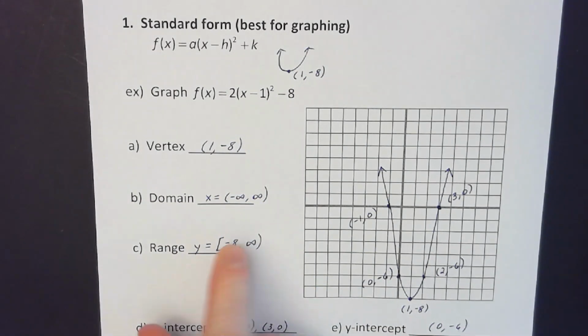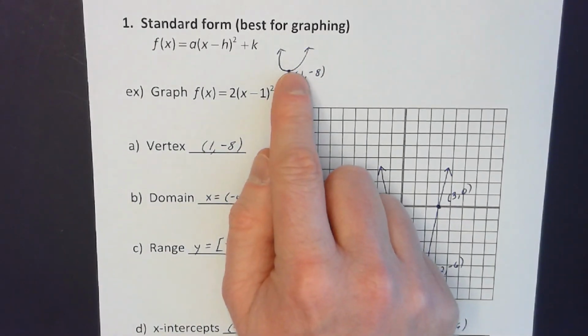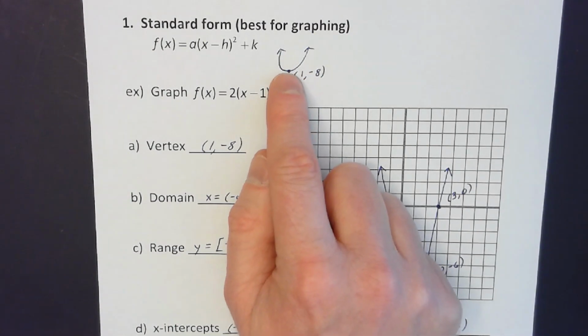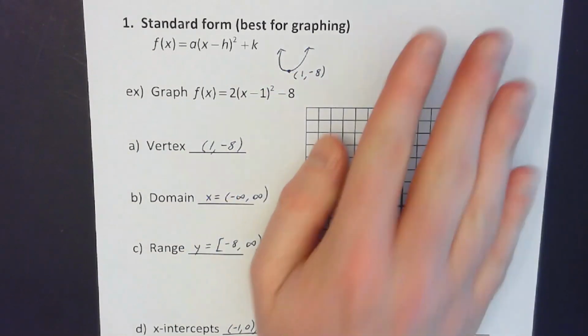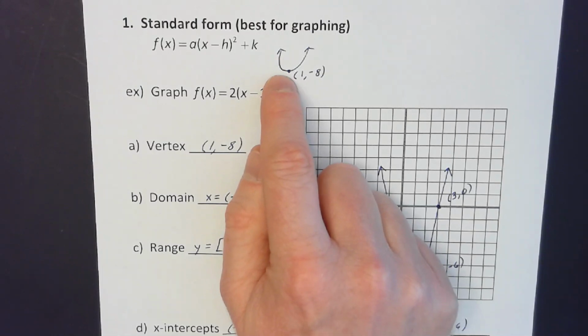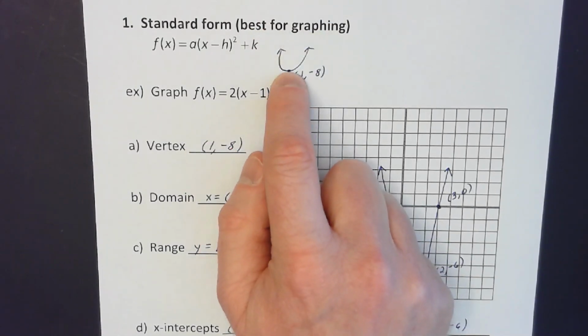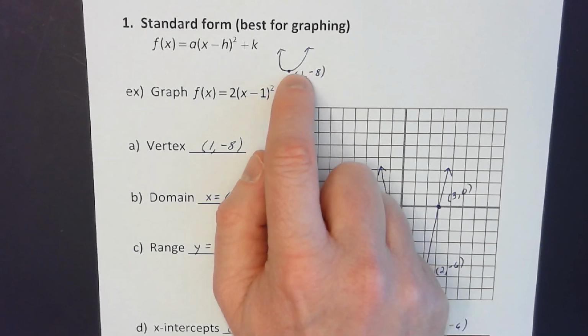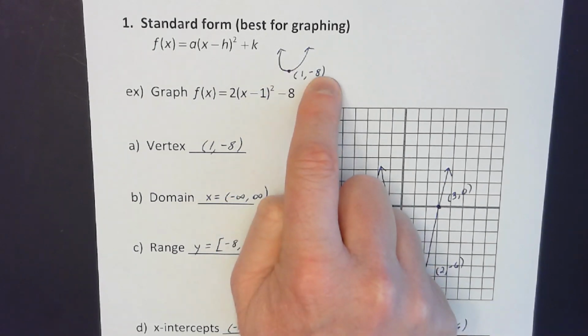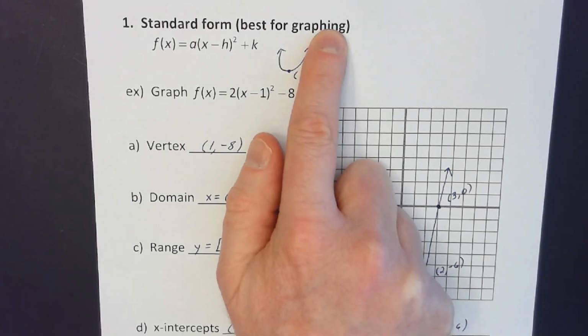The range is always restricted here. We're always going to have a highest or lowest y value. In this one, before I even do the official graph over here, we can see that the vertex at (1, negative 8) is going to be the low point on our graph. So my y values would start at negative 8 and include negative 8, and then they go all the way up to infinity.